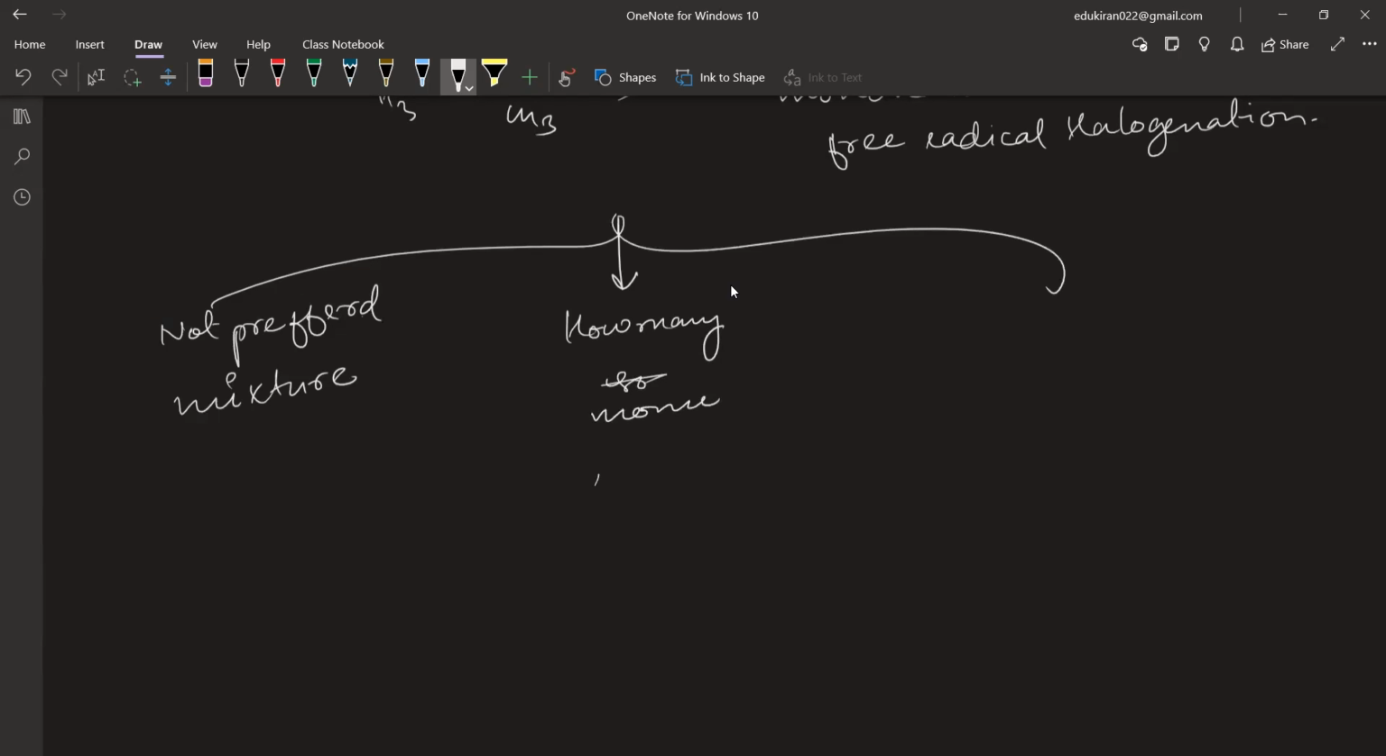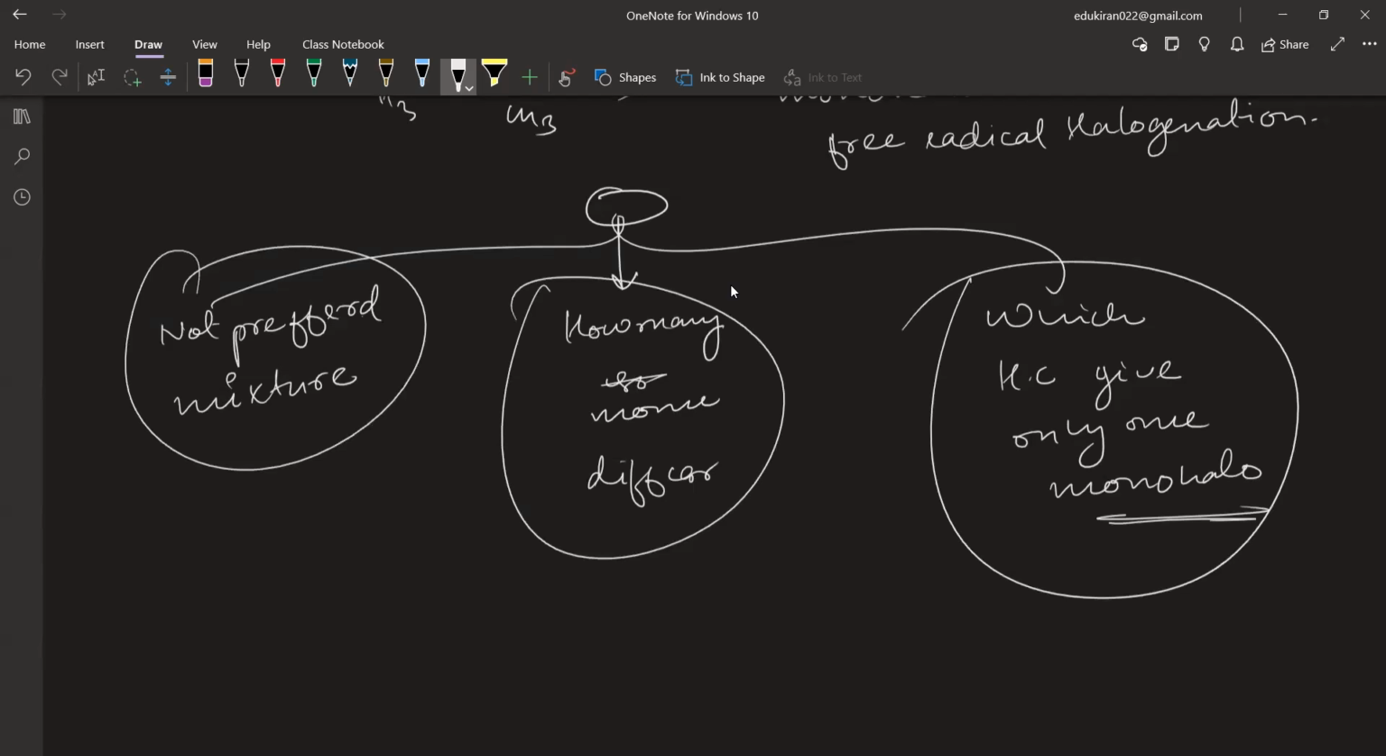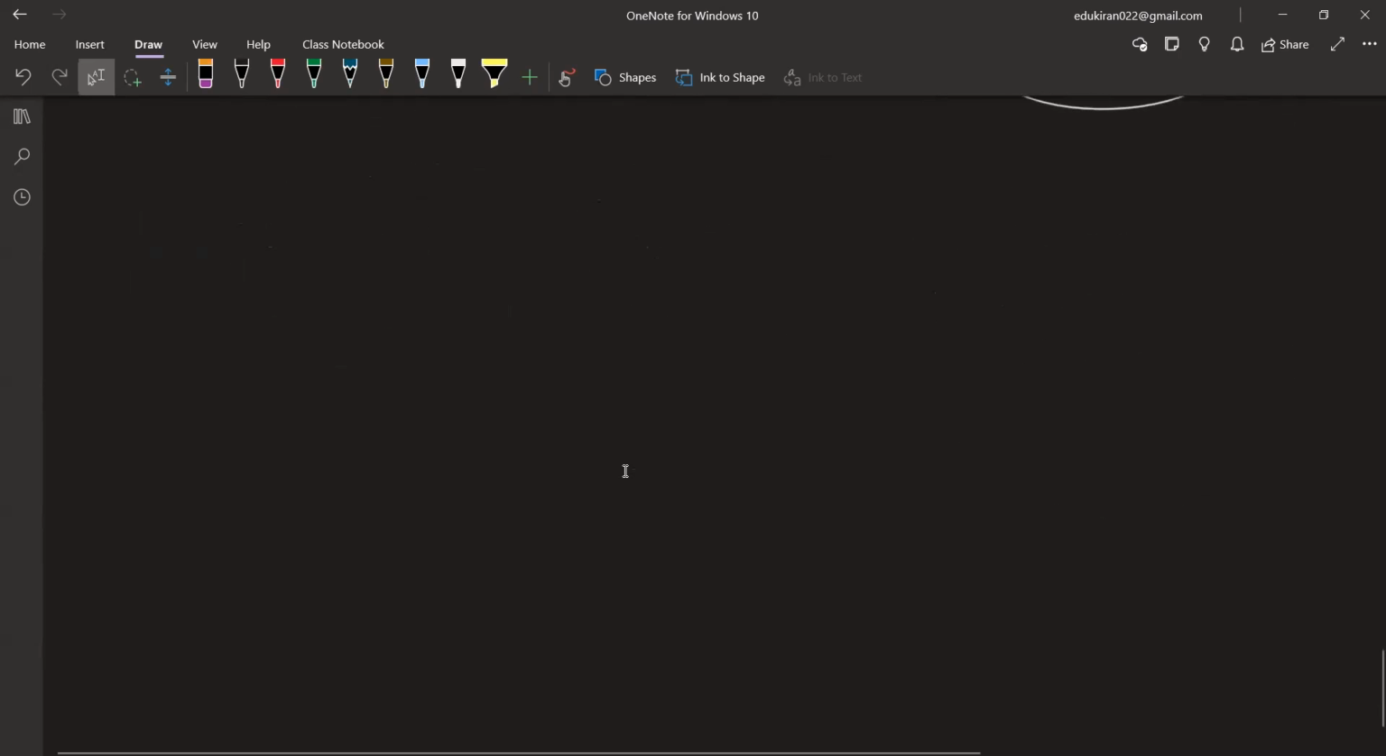Then for this, what you have to do is find how many different carbons are there. And related to this will be which hydrocarbon will give only one monohalo product. So in one topic you will have three different types of question. This is one of the important topics. Whenever you are learning this, please remember to revise these three different types of questions. Okay, now let us move on to the next topic.